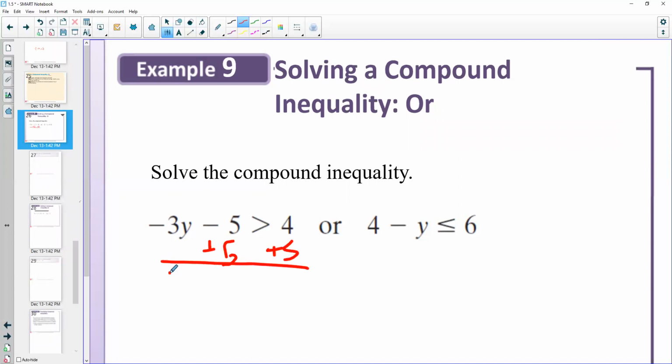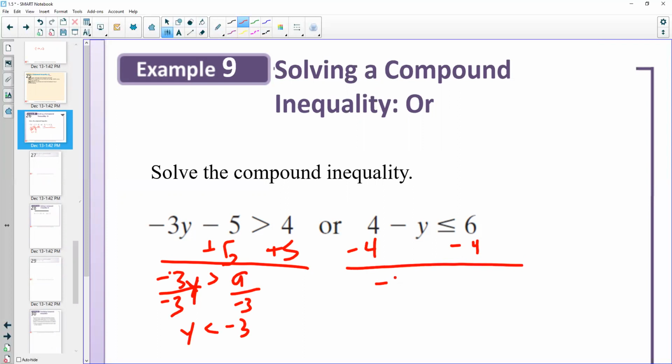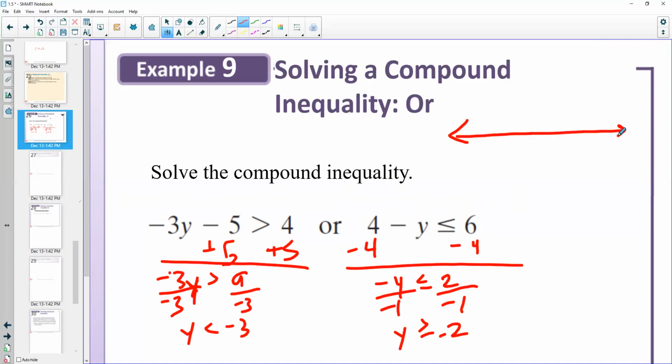I get -3y greater than 9, divide by -3, divide by -3. Y is less than -3. Okay, on this one, subtract 4. I get negative y less than or equal to 2. Divide by negative 1. I get y greater than or equal to negative 2. All right. So I'm going to put them on the number line. I got negative 3, negative 2.